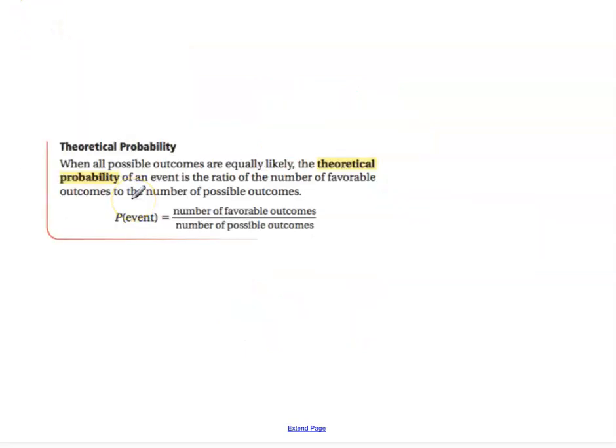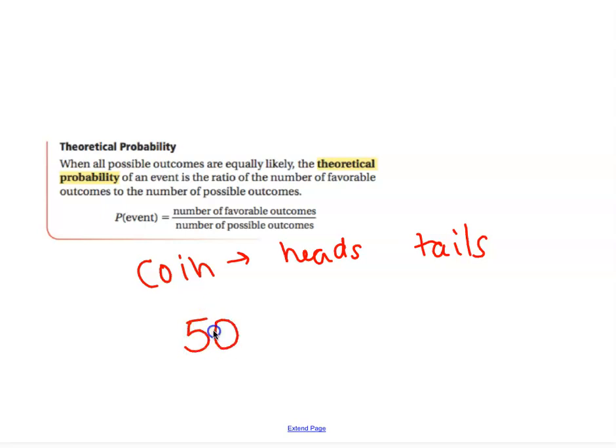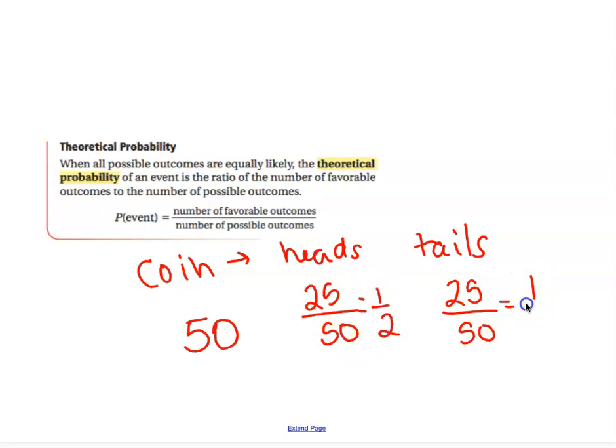Theoretical probability is what happens in a perfect world. It's the ratio of the number of favorable outcomes to the number of possible outcomes. If I have a coin, I know when flipping a coin, I can get heads or tails. If I were to flip this coin 50 times, in a perfect world, 25 out of 50 should be heads and 25 out of 50 should be tails. That is theoretically. Theoretically, it should be half the time heads, half the time tails. But we know if I were to conduct an experiment, that would not be the case.